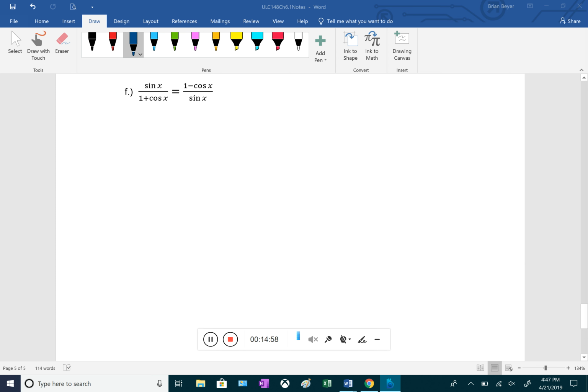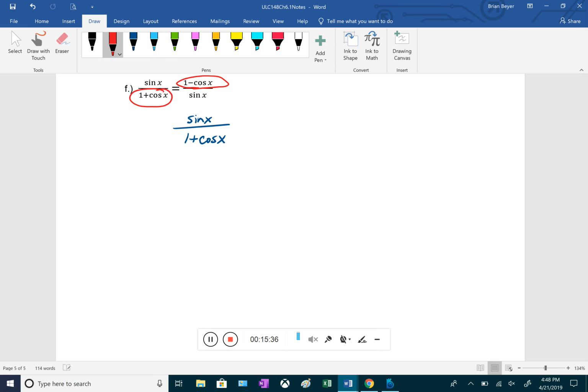So we have sine x over 1 plus cosine x equals 1 minus cosine x over sine x. So once again, we can choose what side we want to start with because they both are the same complexity. So let's just work with that left-hand side. Okay, so both of these are just one big term. So we want this side to equal 1 minus cosine x over sine x. Something to recognize before we even start is we have 1 plus cosine x here and 1 minus cosine x here. These are conjugates.